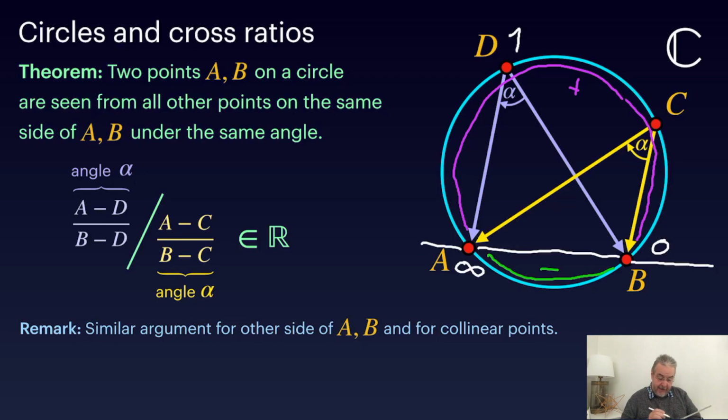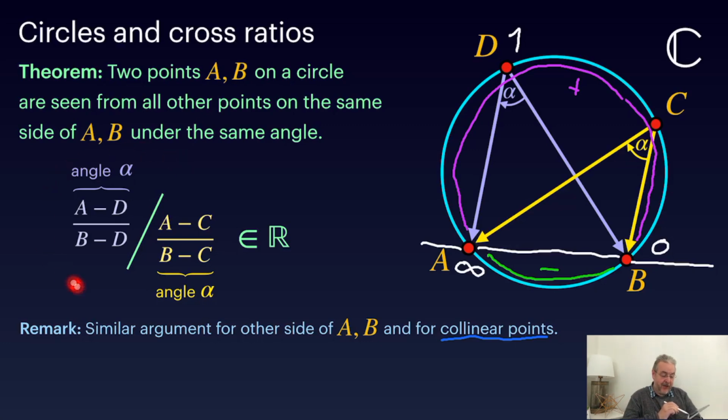I also made a statement here, and it also holds for collinear points. So assume that A, B, C, and D are on a line, and then the vectors that you get between point pairs always point in the same or in opposite direction, which also gives a real number here. So now comes the important observation.